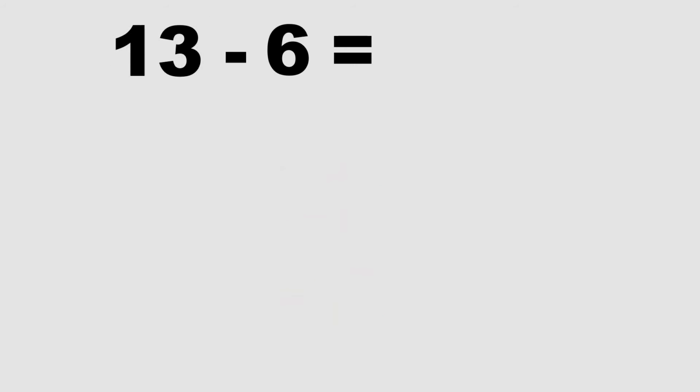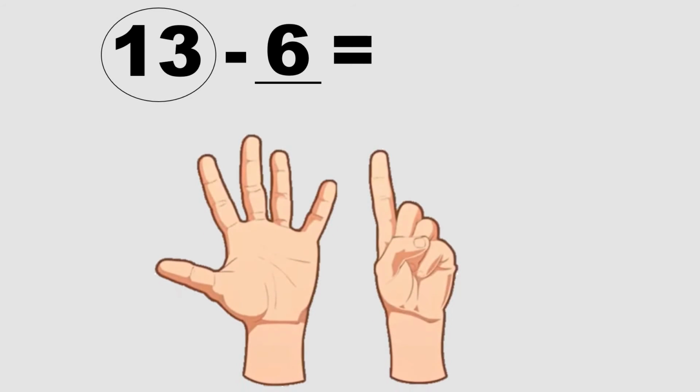13 minus 6. Now here, which is the bigger number? 13. So keep 13 in mind and 6 in hand. How many fingers? 6 in hand. So take your 6 fingers. Yes, 6 fingers are here. Now count backward from 13. 12, 11, 10, 9, 8 and 7. The answer is 7. So 13 minus 6 is equal to 7.